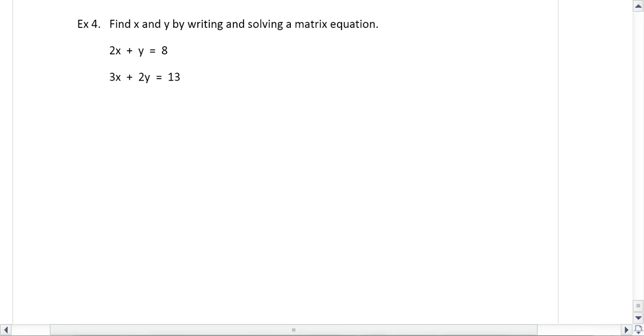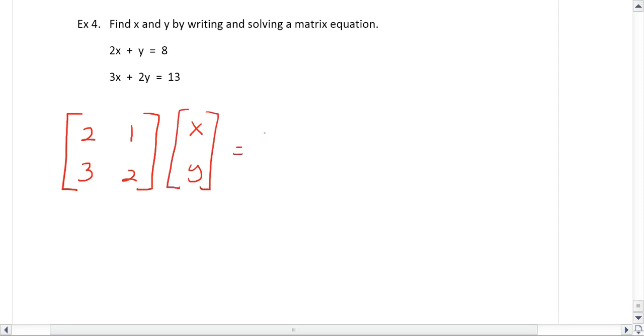So this is the last example. Now we are finally going to use matrices to solve systems of equations. So we learned earlier in the chapter how to write a matrix equation from the systems. So first we have the coefficient matrix, where you just pull out the x and y coefficients. And then we had an xy matrix equals the answer matrix.